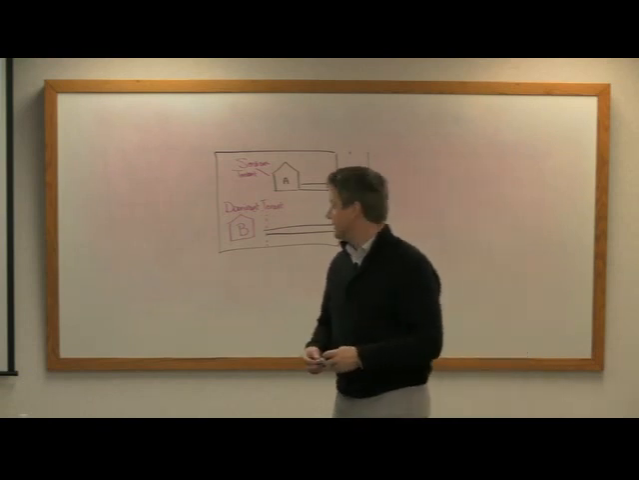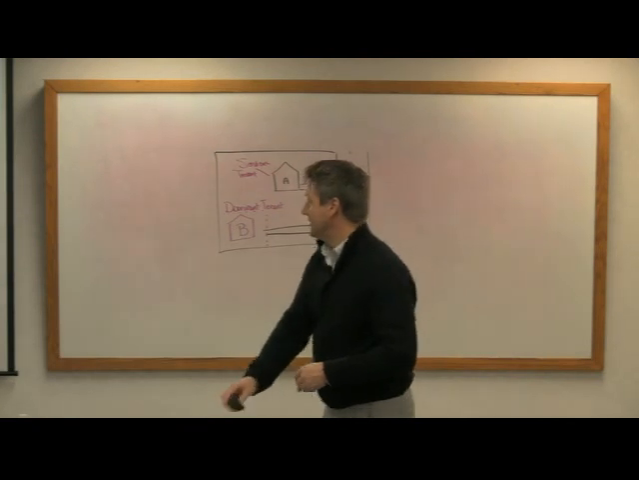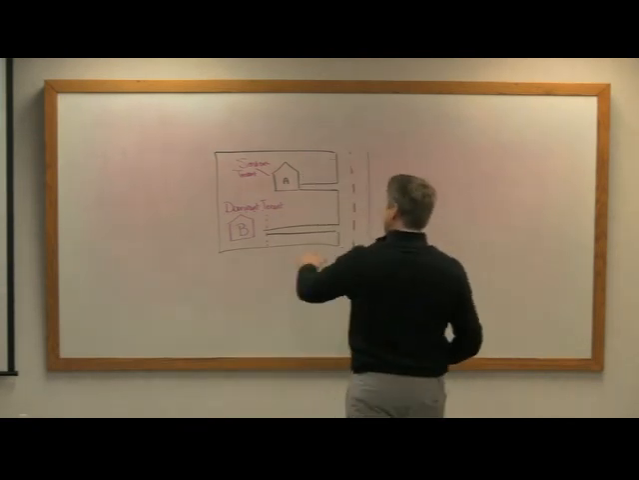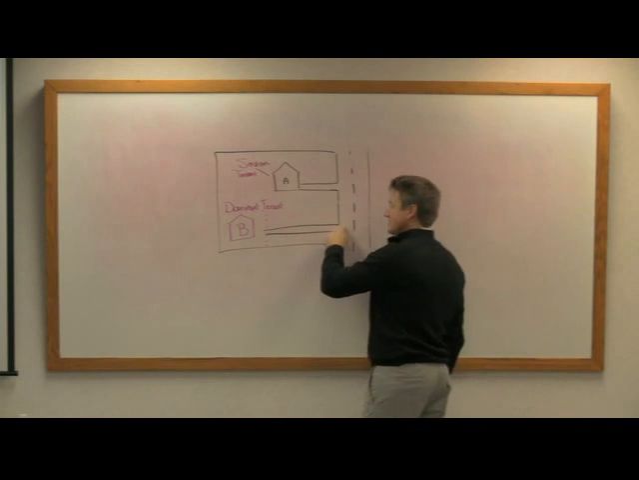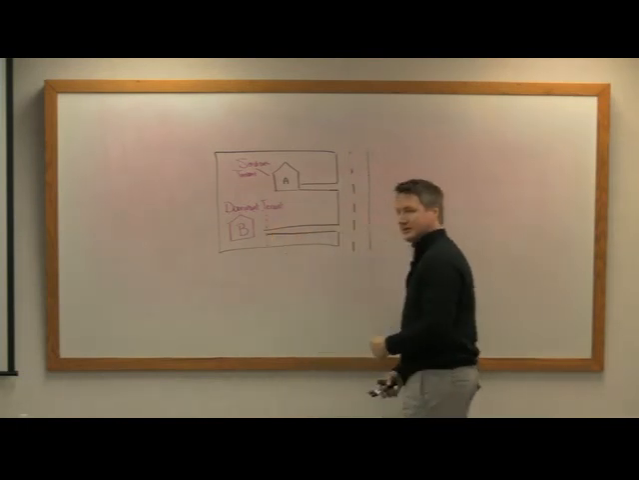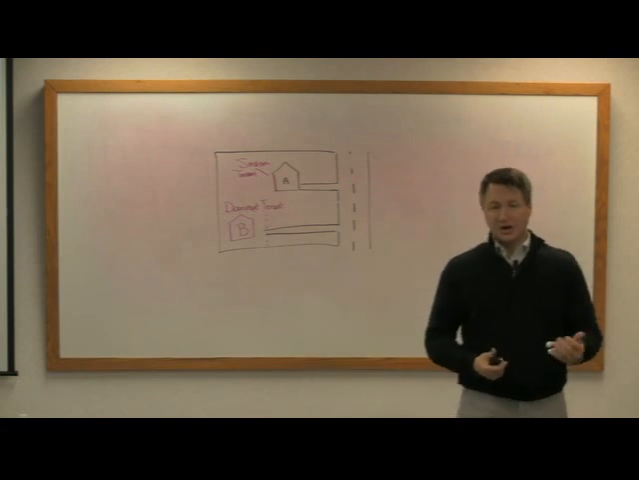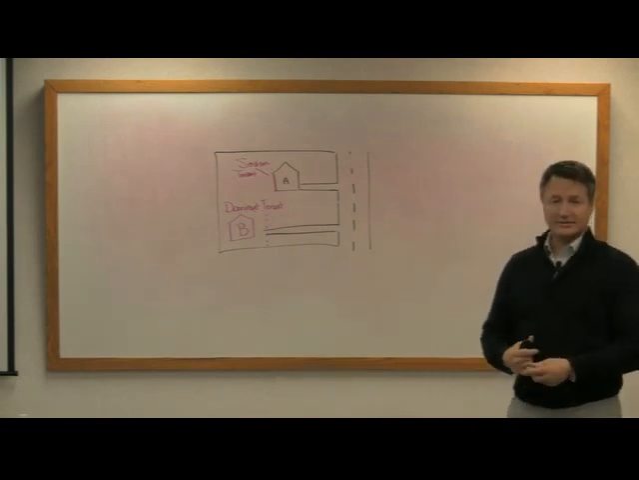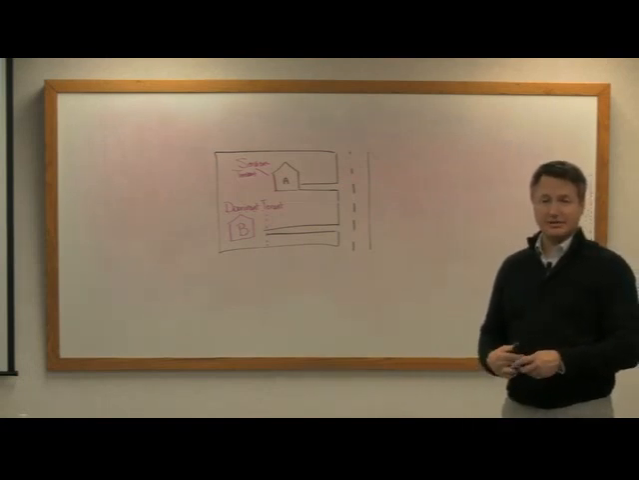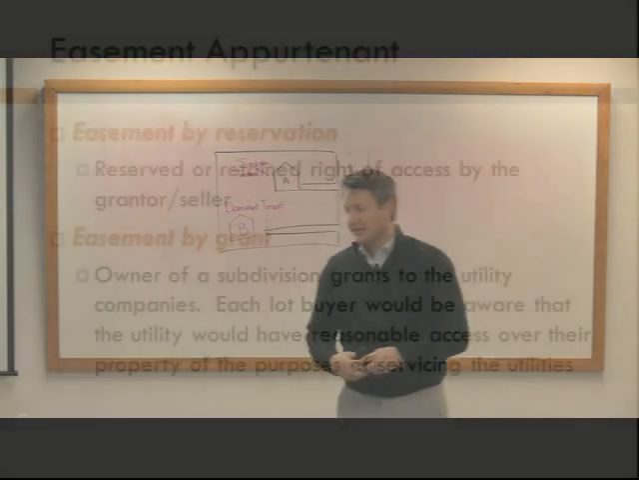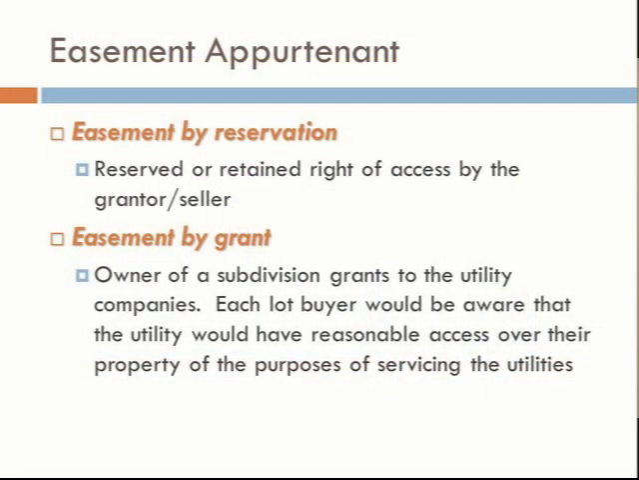So, because B is not purchasing this land, it's just this driveway is being granted to B, so it's still technically A's land. So B could argue that and say that A is going to have to maintain the property or maintain the driveway. An easement by reservation is where we have a right-of-way that's retained by the seller.